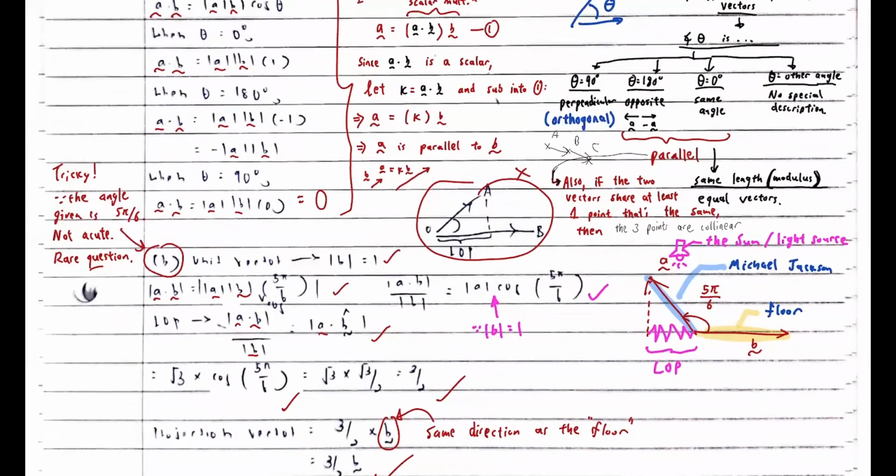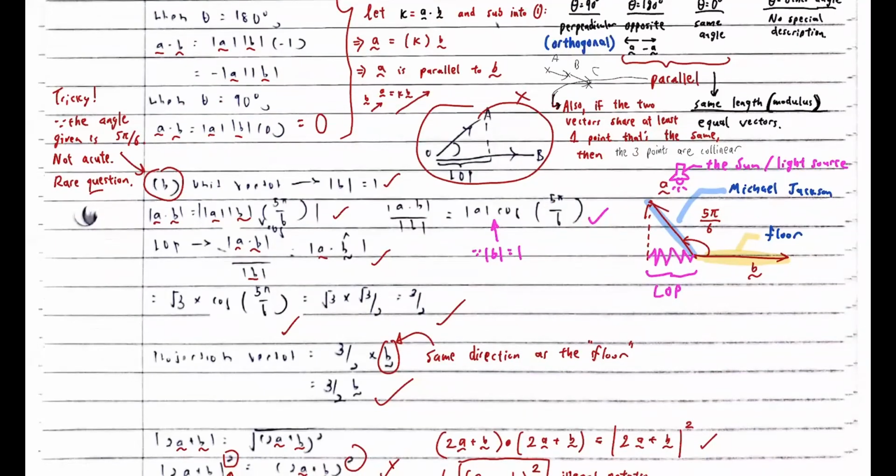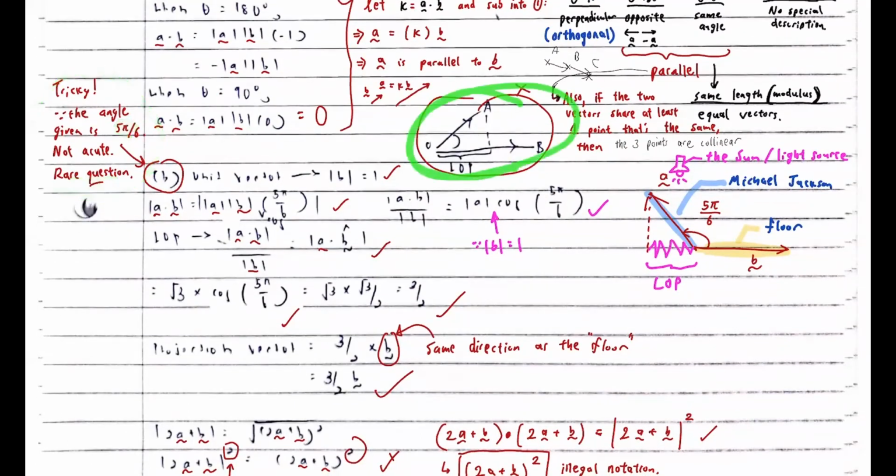Tricky because the angle given is 5 pi by 6, not acute. This is a rare question. Okay, yes, over here your diagram is wrong. This is a non-standard question where the angle between the vectors is 5 pi by 6. Can you tell me what is 5 pi by 6 radians in degrees? 150. Yes, correct. 150 degrees.